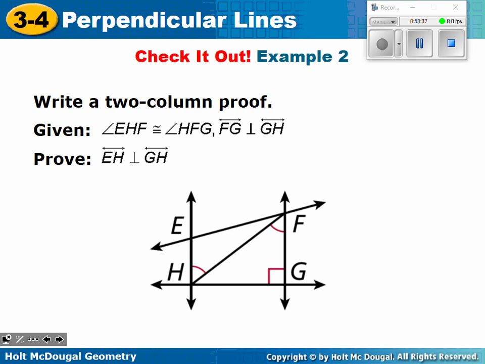Okay, so here's the thing. We are not going to have time to get to the constructions, and part of your homework is construction.